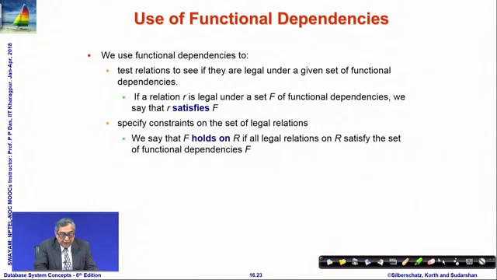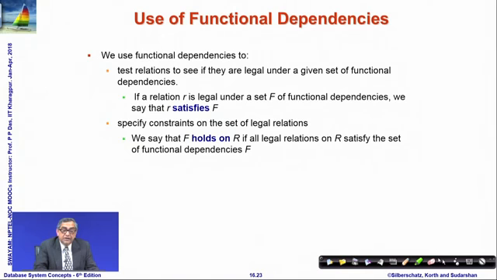So, there could be multiple functional dependencies in the set, and if a relation, we are using small r here just to remind you that a relation means that a particular instance is legal under a set of functional dependencies, we will say that r satisfies it. And if we have that f will be satisfied by all possible instances of a relational schema capital R, then we say f holds on R.